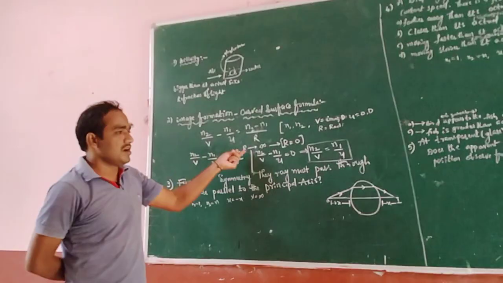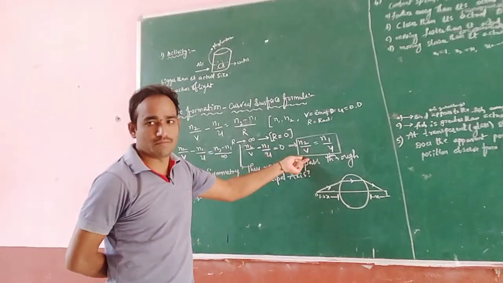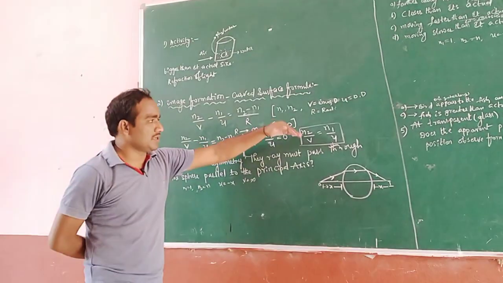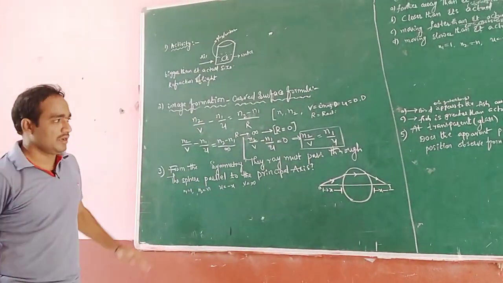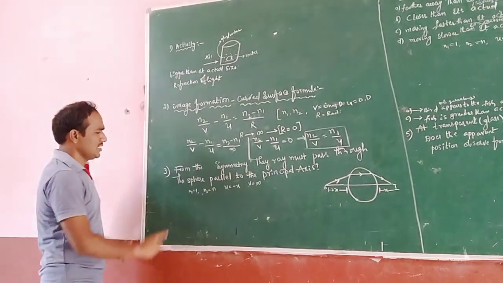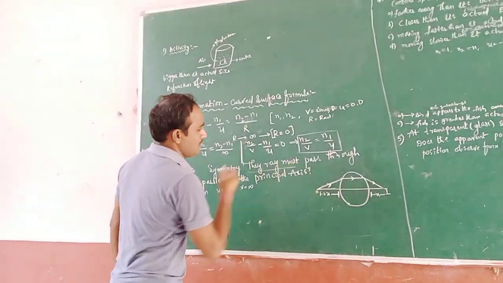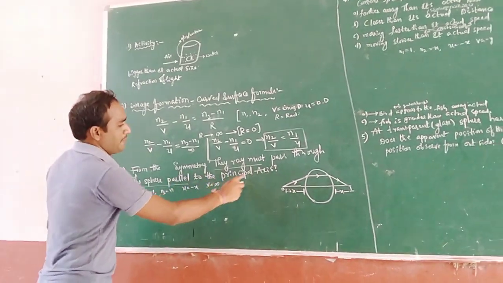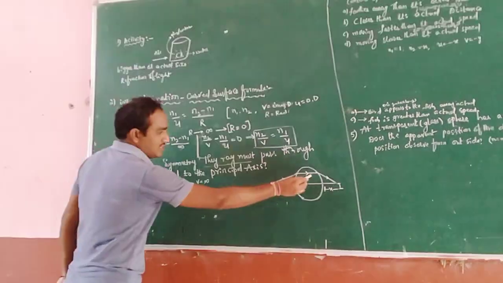In the case of the r value approaching infinity distance, that's why we are getting n2 by v is equal to n1 by u. So based on the image formation formula n2 by v minus n1 by u, we have one problem. Here the problem is: from symmetry, the ray must pass through a sphere parallel to the principal axis. Once you understand this question, see here. So it is one sphere.